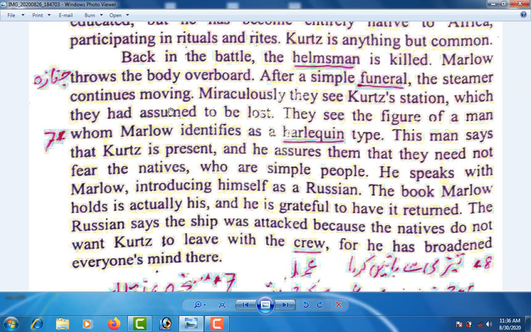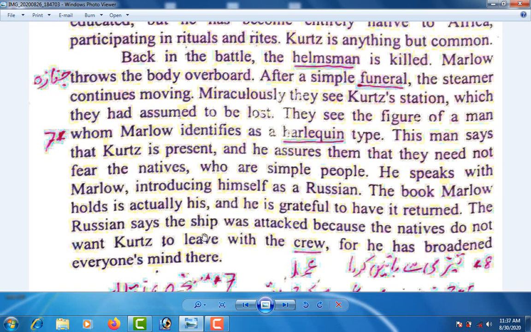the steamer continues moving. Miraculously, they see Kurtz's station, which they had assumed to be lost. They see the figure of a man whom Marlow identifies as a Harlequin type. This man says that Kurtz is present, and he assures them that they need not fear the natives, who are simple people. He speaks with Marlow, introducing himself as a Russian. The book Marlow holds is actually his, and he is grateful to have it returned.